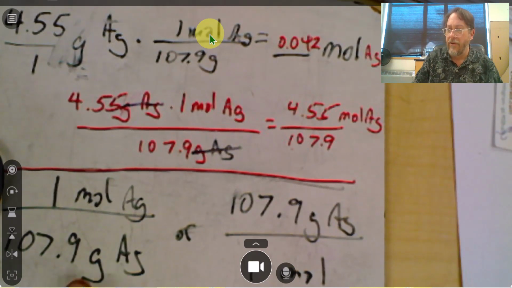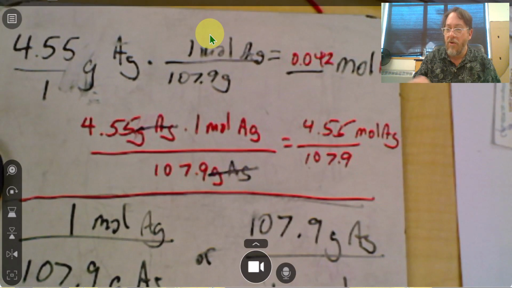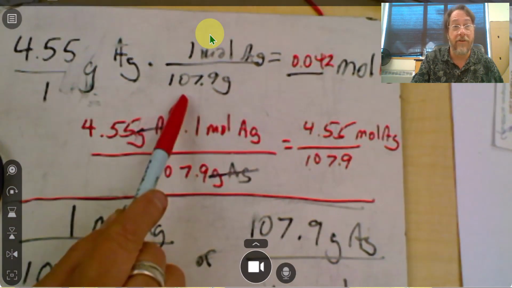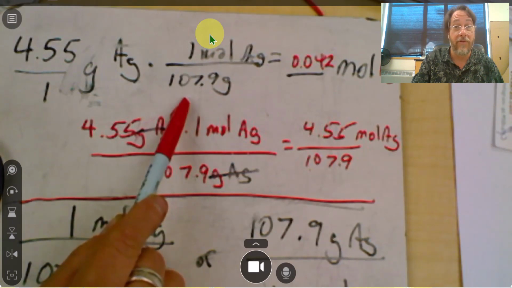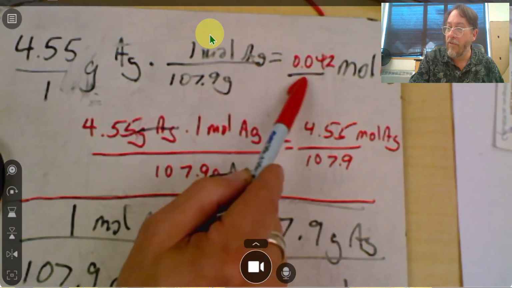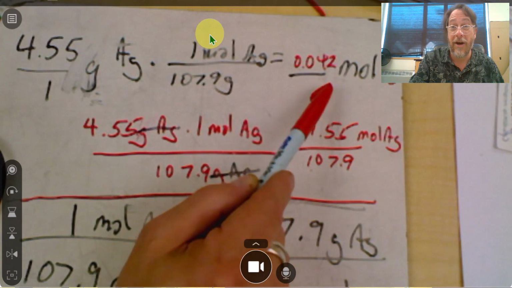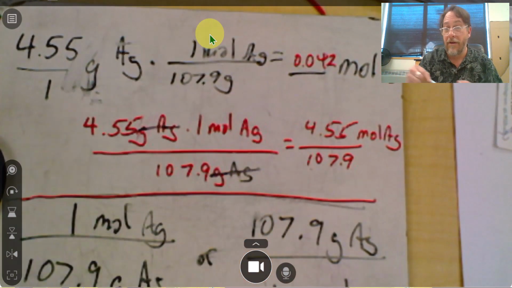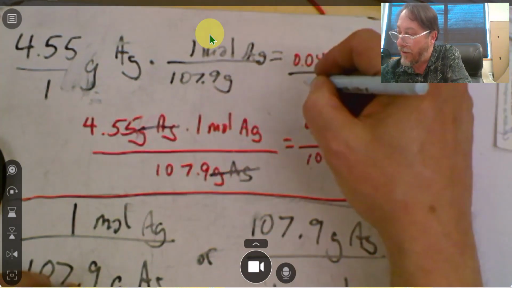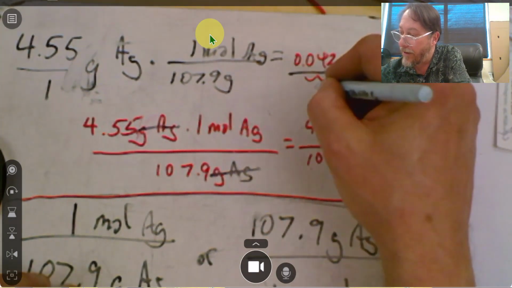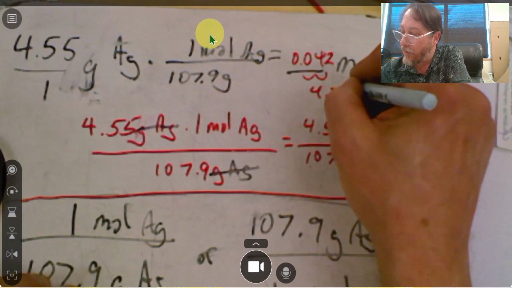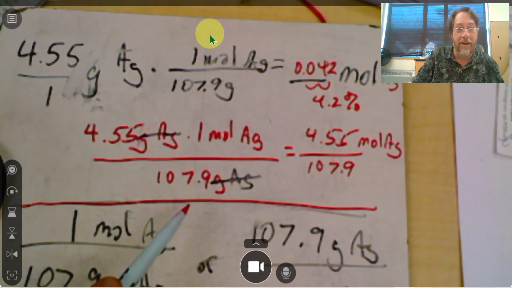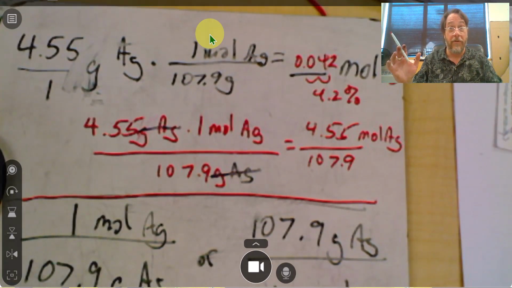And then we want to ask ourselves, does that make sense? I would just remind you that we have way less than 1 mole, right? 4.5 grams is way less than 107.9 grams. And so this number, 0.042, really is about 4.2%, if you want to think about it, of a mole, right? If we were to think of this as a percentage, it would be 4.2%. So we ask ourselves, is this number 4.2% of that number? Seems pretty close to me.